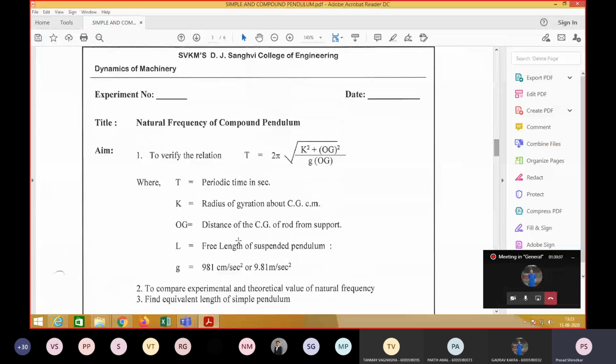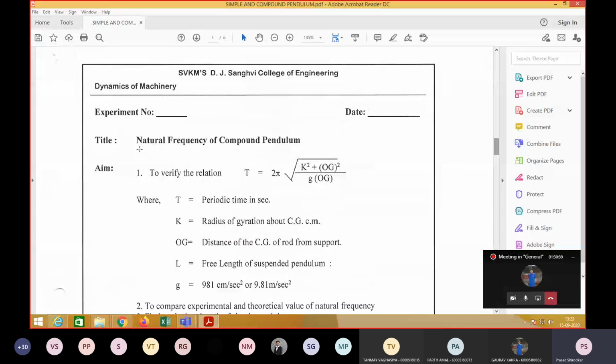All right, so this is the experiment. So you are going to calculate the natural frequency of compound pendulum, and your aim is to verify this relation: T is equal to twice pi into root of (k square plus OG square) upon (g into OG). All right, so you will just see what is this relationship.